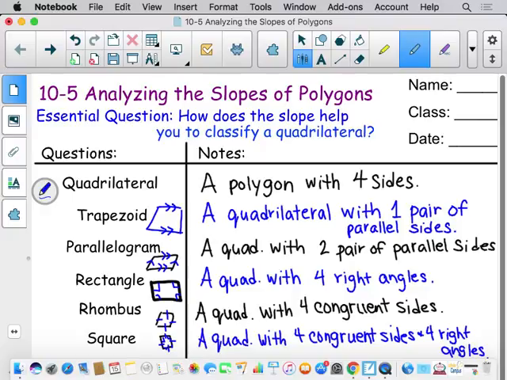So the idea of slope can help us with the trapezoid, the parallelogram, because we're looking for parallel sides. Can also help us with the rectangle and the square, because we're looking for perpendicular for those corners. And then a rhombus, the distance formula can help us with a rhombus and a square, because sides have to be the same length. So we're using a lot of concepts to help us classify our quadrilaterals in this section.